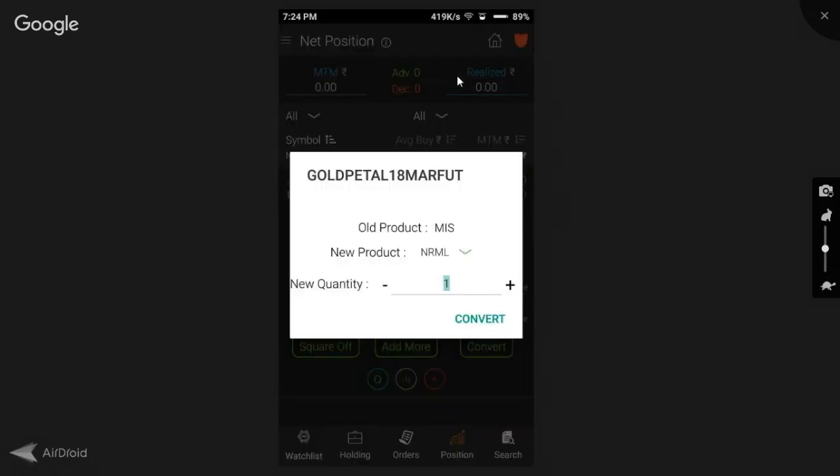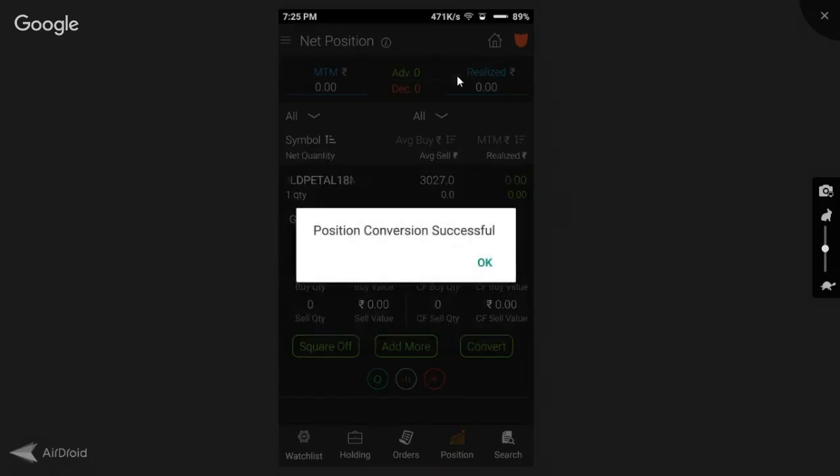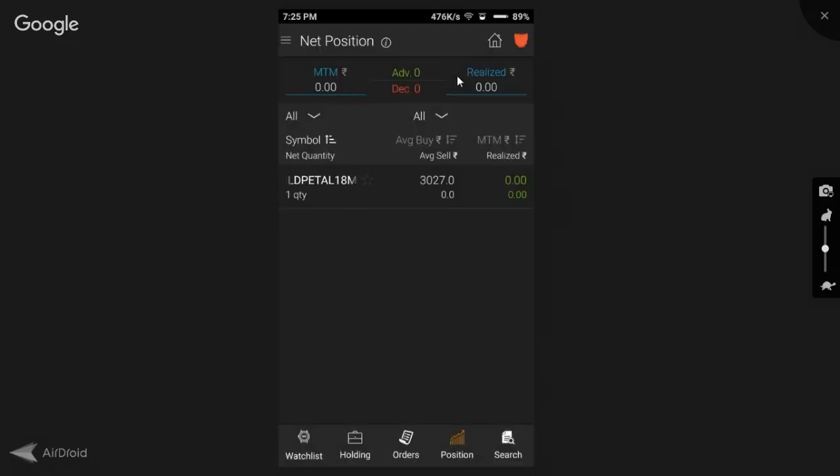So I hit convert. Okay, I choose NRML and I hit convert. So this is the old product, which is intraday. New product is NRML, which is for overnight. I want only one quantity and I hit convert. So now my position has been converted. So click OK. So I am satisfied with what I see right now.